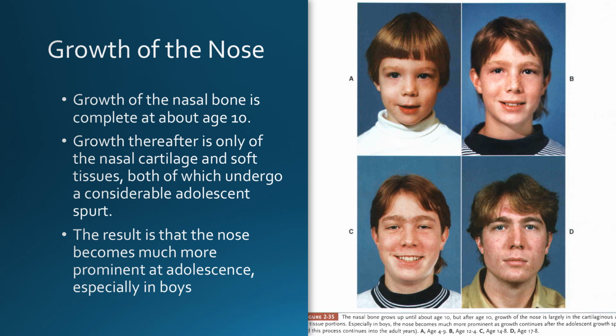A quick talk about the nose. The nasal bone continues growth until the age of 10, and after that all of the changes are because of the nasal cartilage. It grows in all sorts of dimensions, remodeling and laterally, and we can see considerable changes, especially in boys around the pubertal growth spurt.